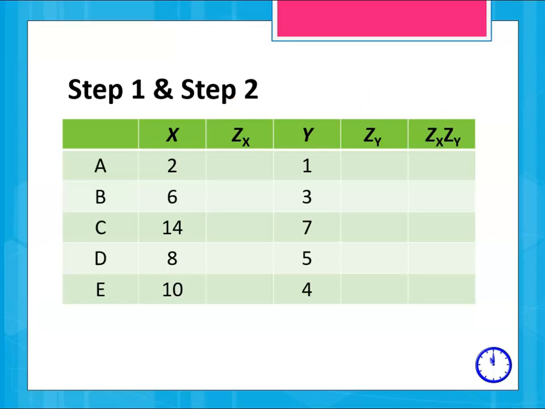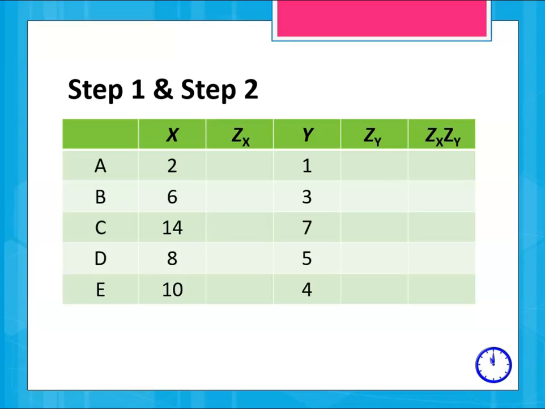Step 1 is to calculate the mean and standard deviation for the X variable and the mean and standard deviation for the Y variable. Fortunately, step 1 is already done, as the mean and standard deviation are provided for you on the lecture handout. For the X variable, M equals 8, SD equals 4, and for the Y variable, M equals 4 and SD equals 2.